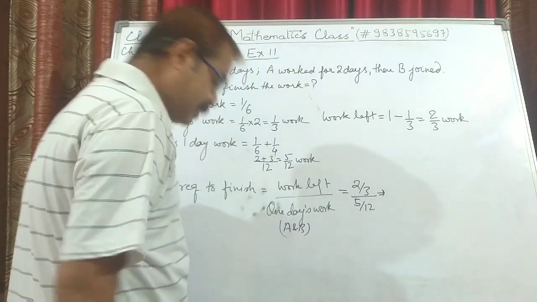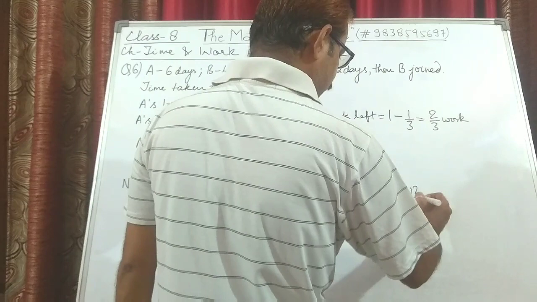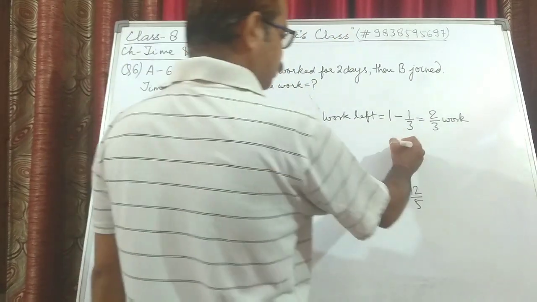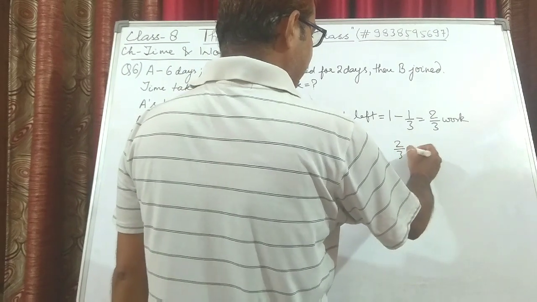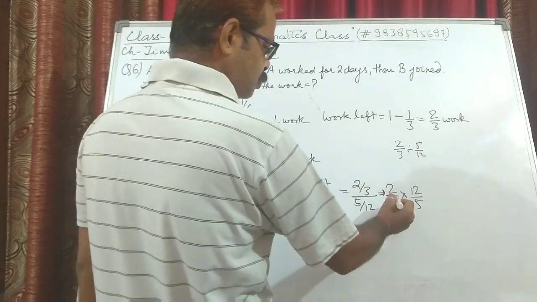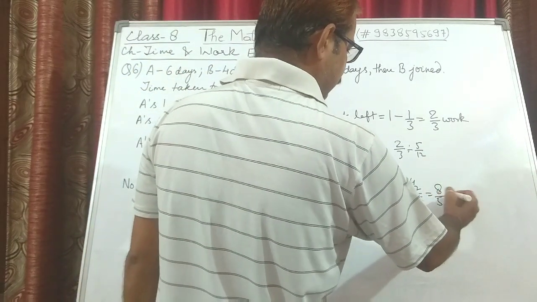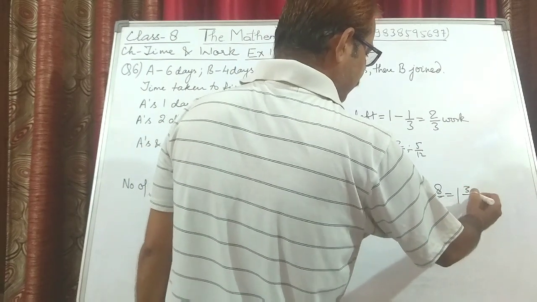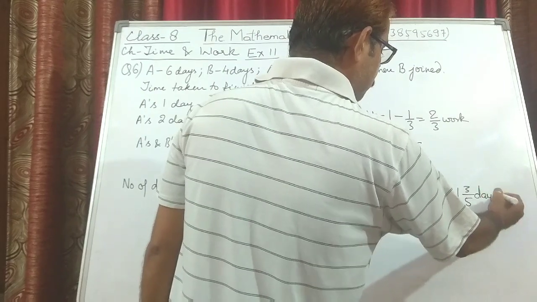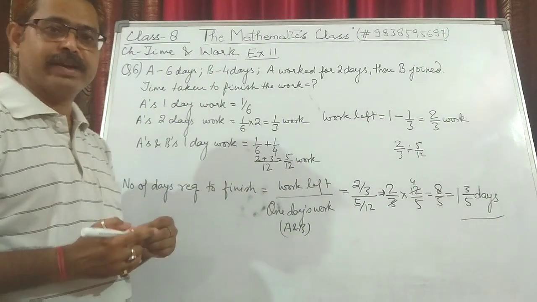This can be written as 2 upon 3 into 12 upon 5. Why? Because of division of fractions, we know that suppose it is 2 upon 3 divided by 5 upon 12, so this will become reciprocal, it will be 12 upon 5. So 3 4s are 12, 4 2s are 8 upon 5, and it means 8 upon 5 days will be required to complete the leftover work. I hope you have understood this.